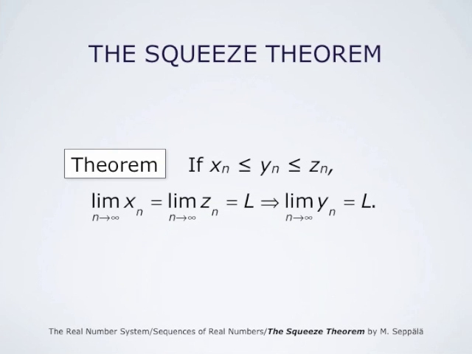More briefly, this is expressed as follows. If xn is always at most yn, and that is always at most zn, and if the limit as n goes to infinity of xn equals that of zn, and that limit is some number capital L, then also the sequence formed by the numbers yn converges and the limit as n goes to infinity of yn equals capital L.